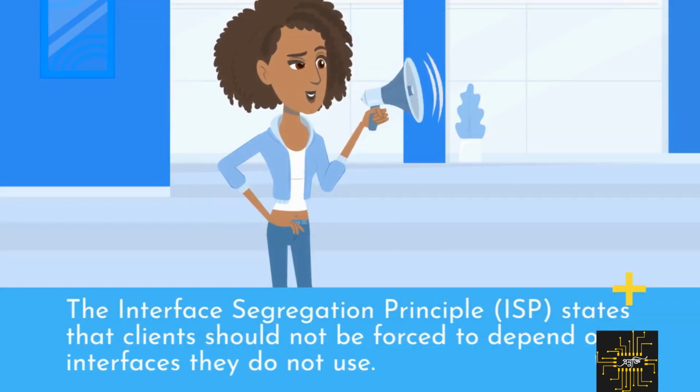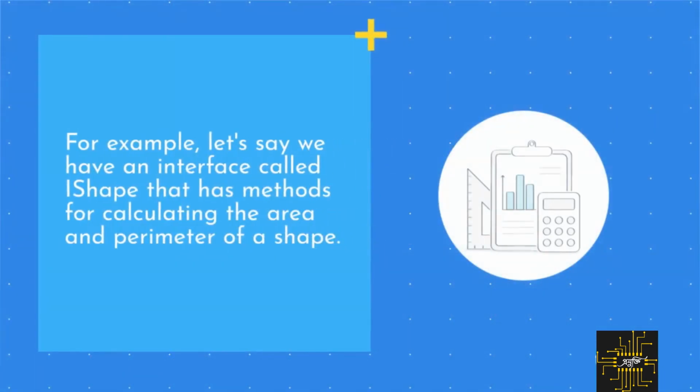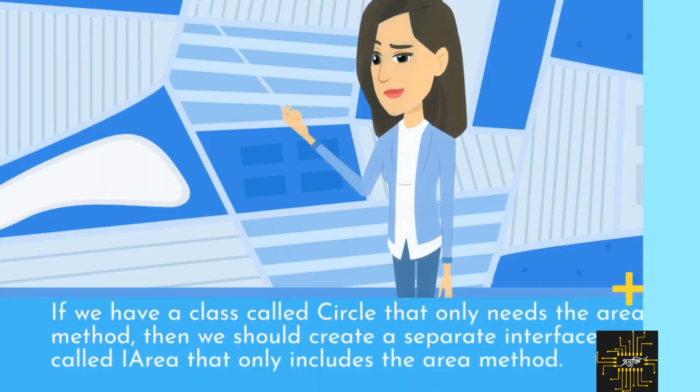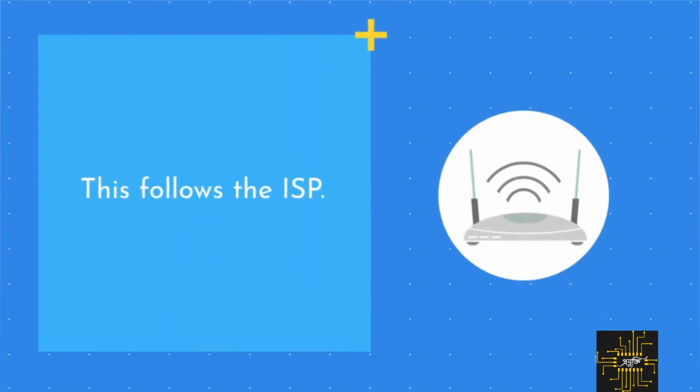The interface segregation principle, ISP, states that clients should not be forced to depend on interfaces they do not use. For example, let's say we have an interface called IShape that has methods for calculating the area and perimeter of a shape. If we have a class called Circle that only needs the area method, then we should create a separate interface called IArea that only includes the area method. This follows the ISP.